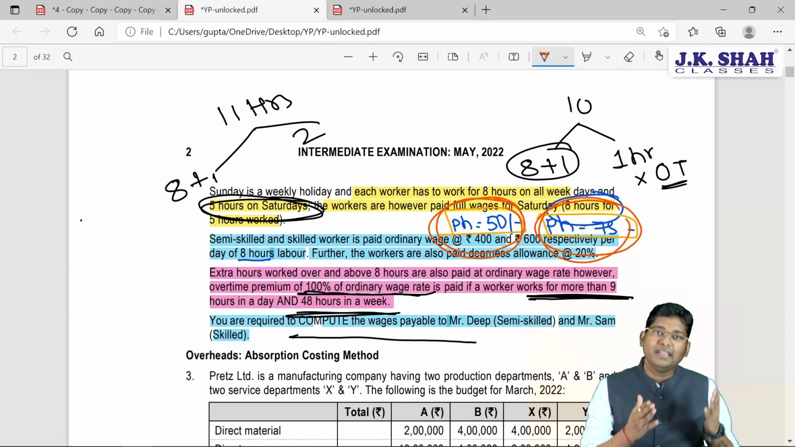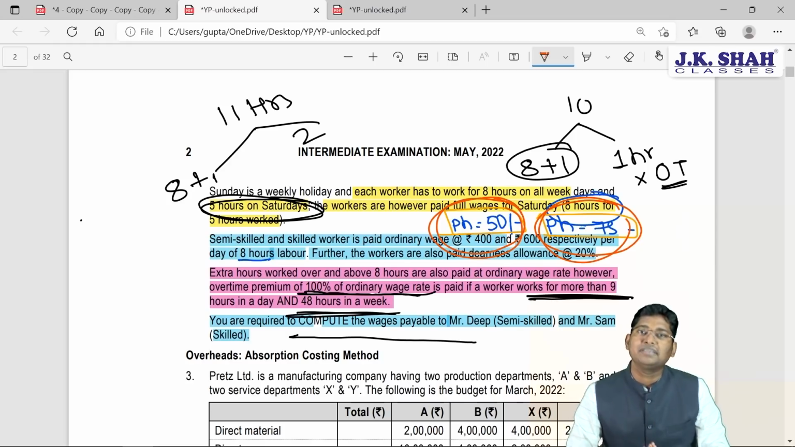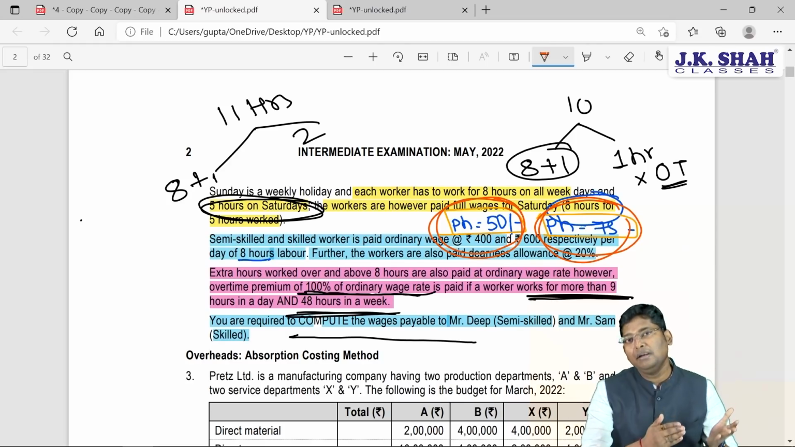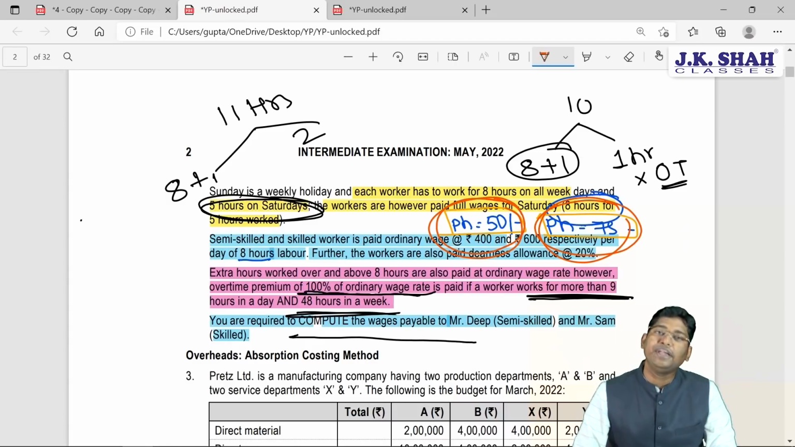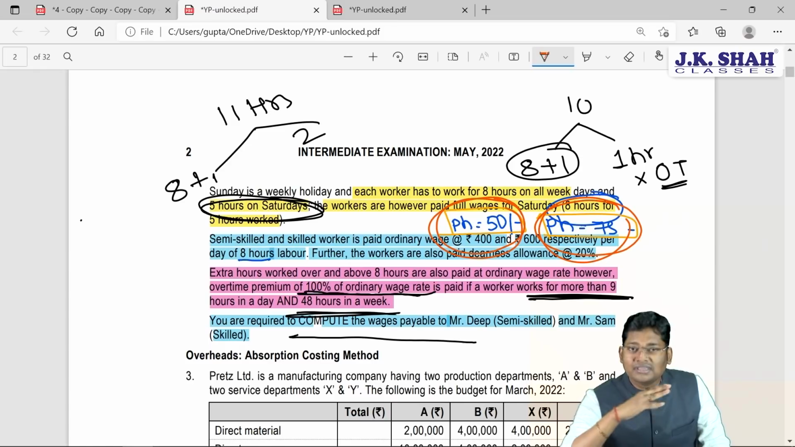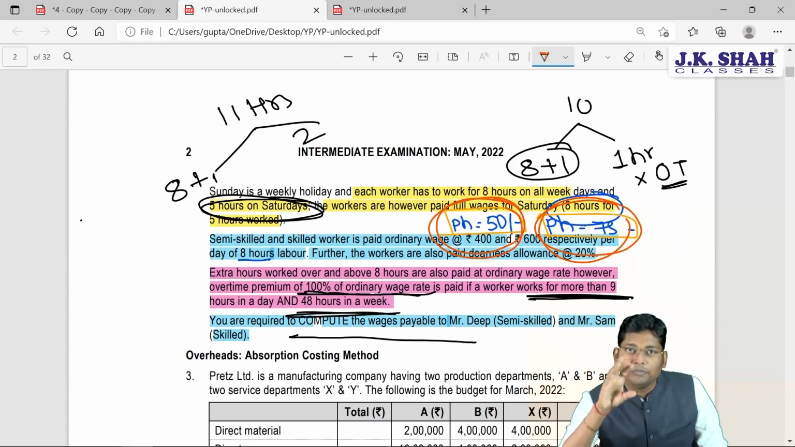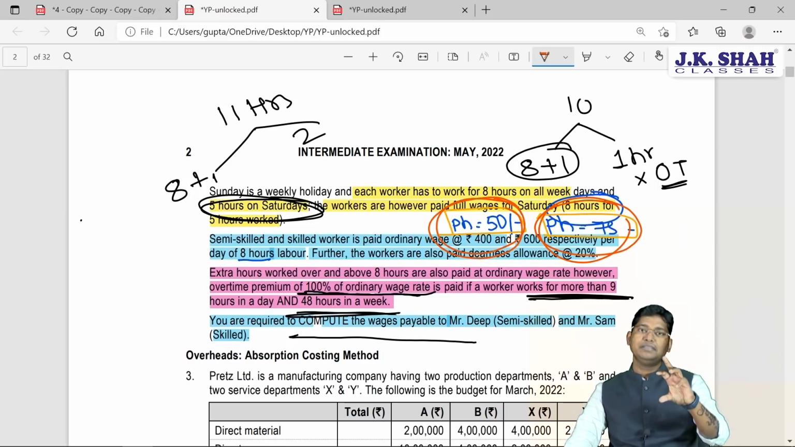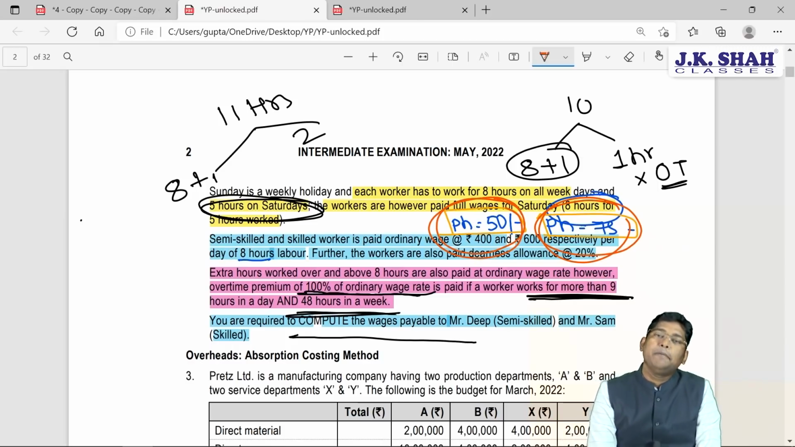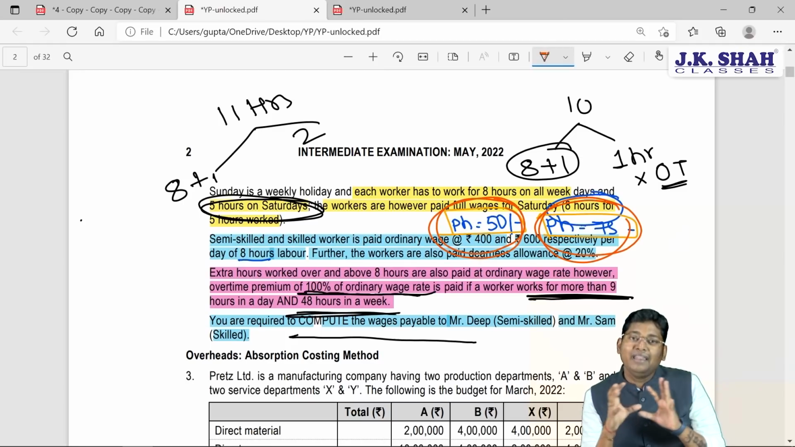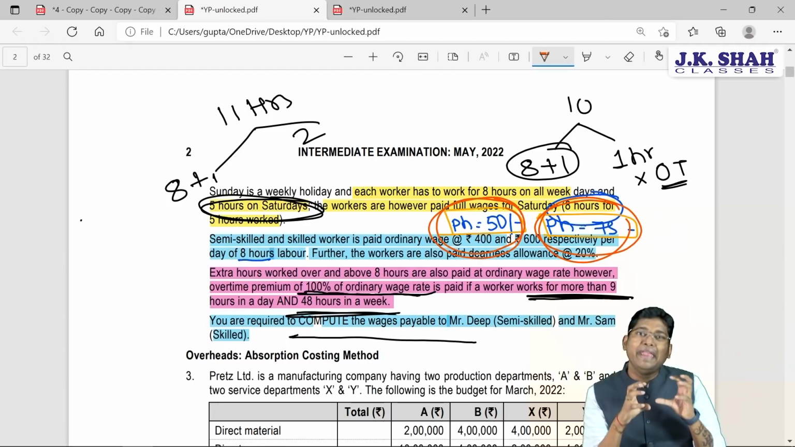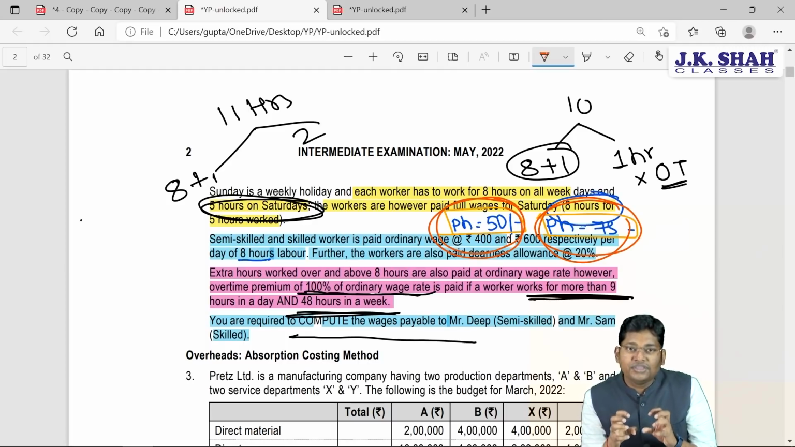In a factory, when multiple production departments are available, you need to compute a separate absorption rate for each and every production department. But the problem comes, accounting becomes a little difficult and your sum solving becomes a little lengthy when service departments come into the picture. Your production departments are revenue generating departments, but your service departments are only support departments. They incur some expenses, not for generating revenue.